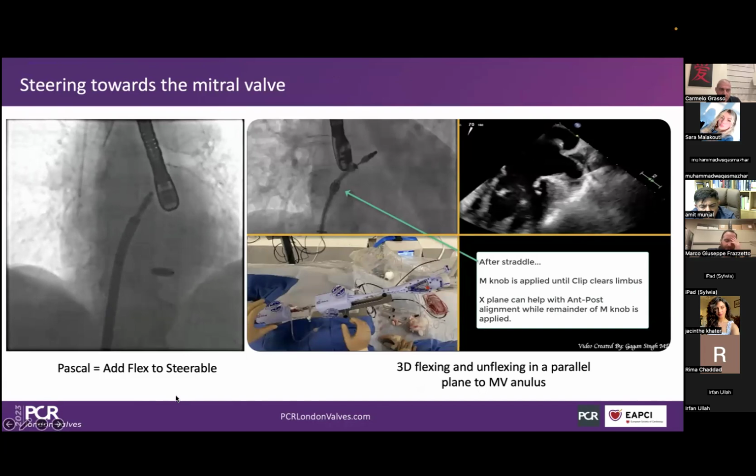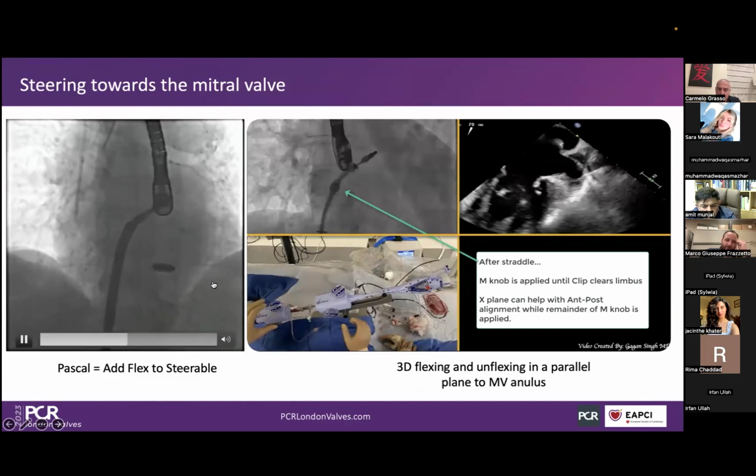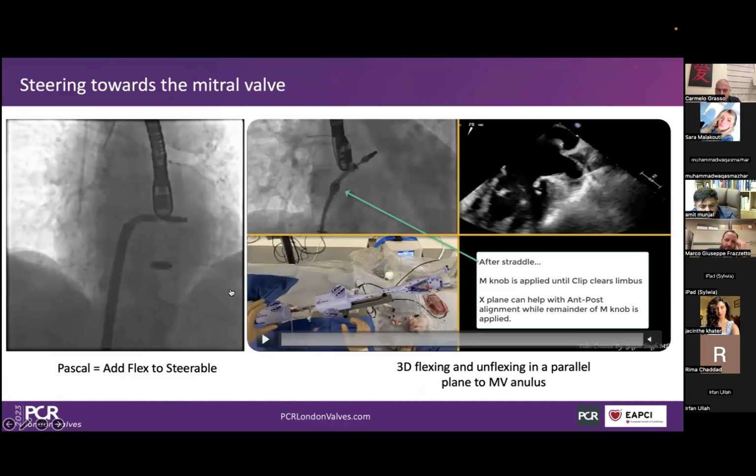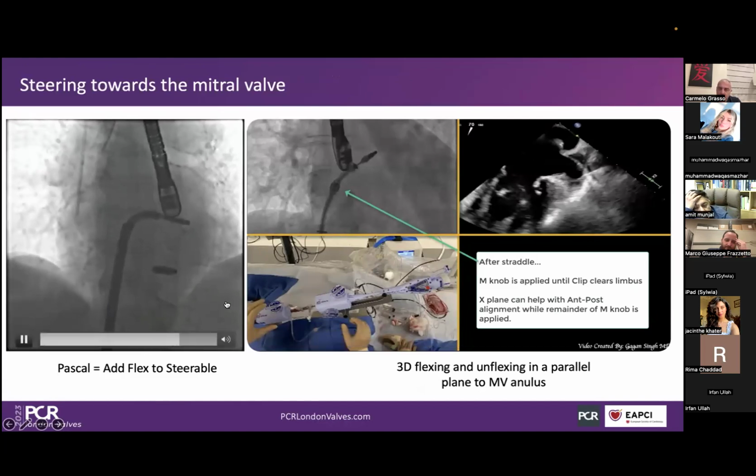So with the Pascal, we apply flex to steer the device toward the mitral valve. We have to point with the tip of our device toward the apex of the ventricle, and even the angio, of course, helps us.